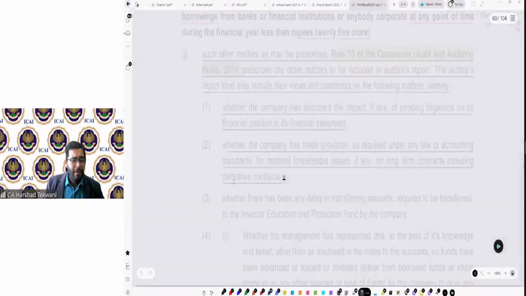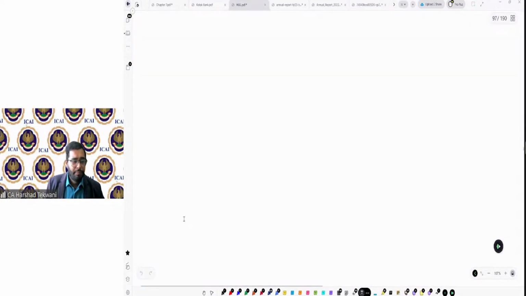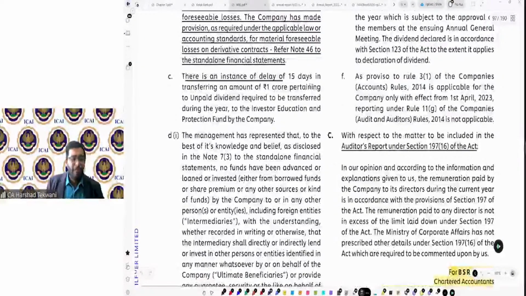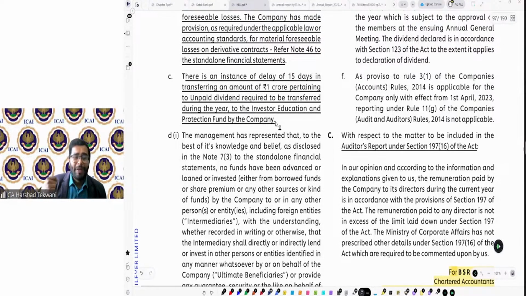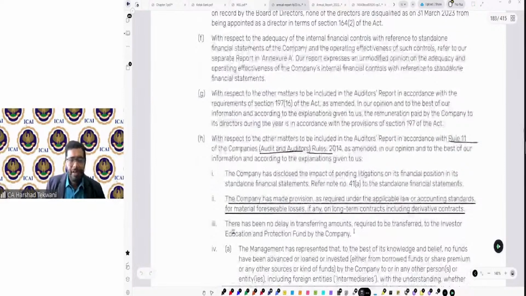Then we have whether there is a delay in transferring the amounts required to be transferred to the investor education and protection fund by the company. So we'll see one example over here. There was an instance of delay of 15 days in transferring the amount of 1 CR pertaining to unpaid dividend required to be transferred to the investor education and protection fund of the company. So if there is a delay, then you are required to specify the details of the delay. If there is no delay, then usually the auditor will write there has been no delay in transferring the amount required to be transferred to the fund.